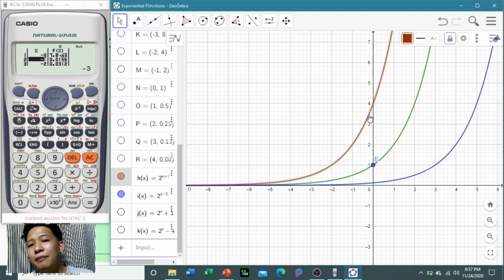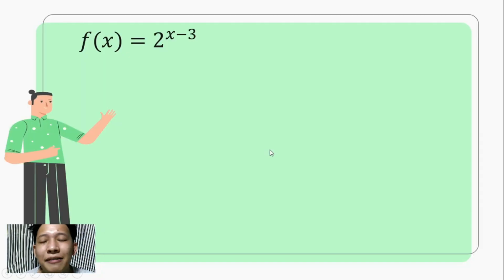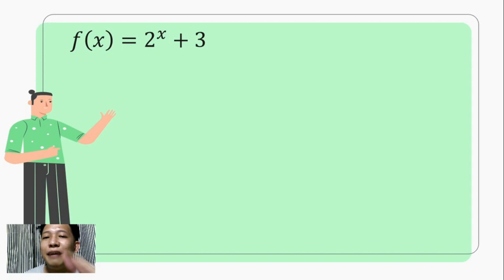So that is the modifications we made to our exponent. But what if ganito po ang nangyari sa ating function? Suppose we have this one: f of x equals 2 raised to x plus 3. So, nag-add naman tayo sa mismong function. So, sa buong function po tayo nag-add ng plus 3.